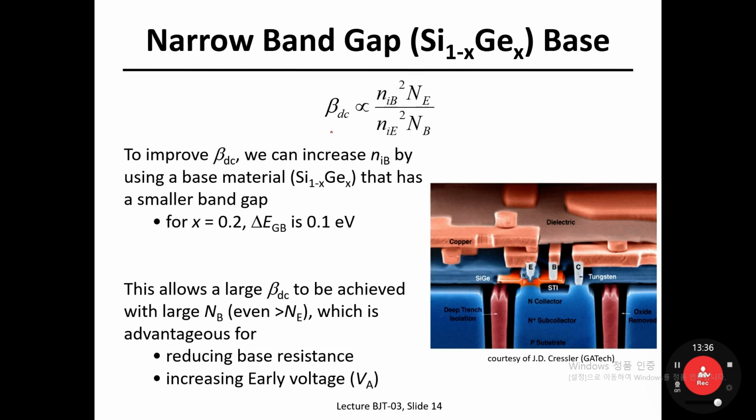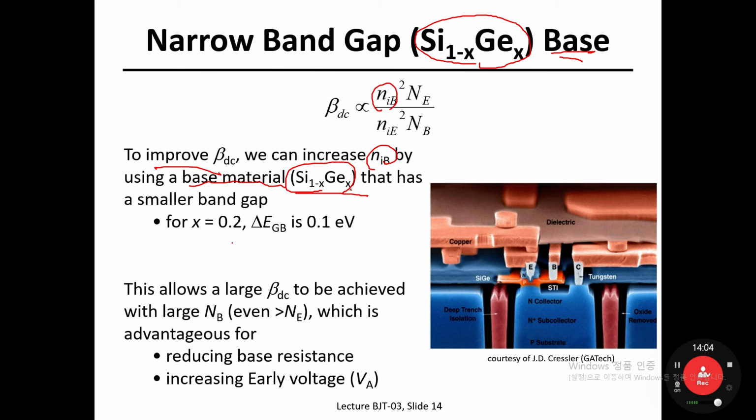Okay, so in industry, they have adopted silicon germanium material in the base. So to improve beta DC value, we can increase n_iB, right? How? Yeah, by using a base material which is not silicon but silicon germanium. So SiGe has a smaller bandgap than silicon, the pure silicon material's bandgap energy.